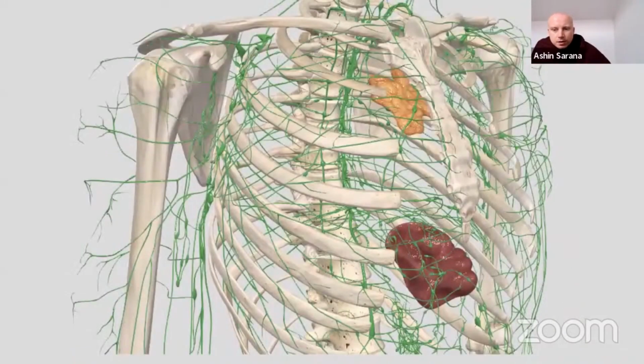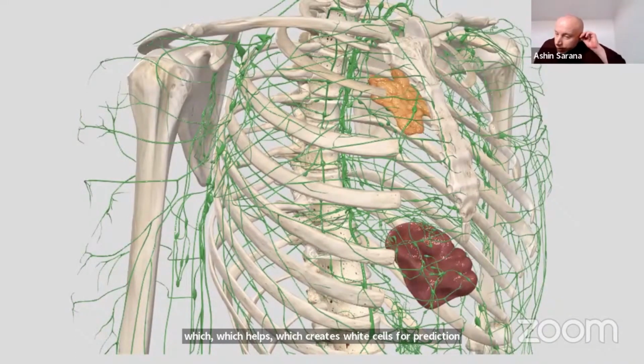All right, so now we are looking at the lymphatic system, which helps, which creates white cells for protection of the body from bacteria and microorganisms.